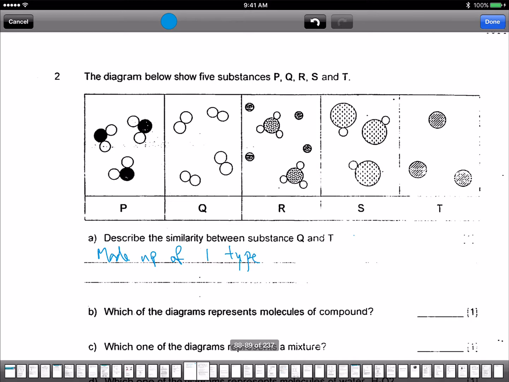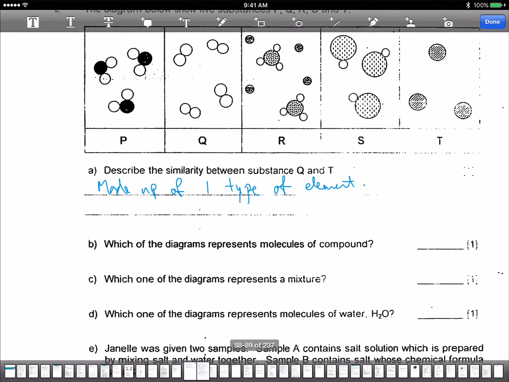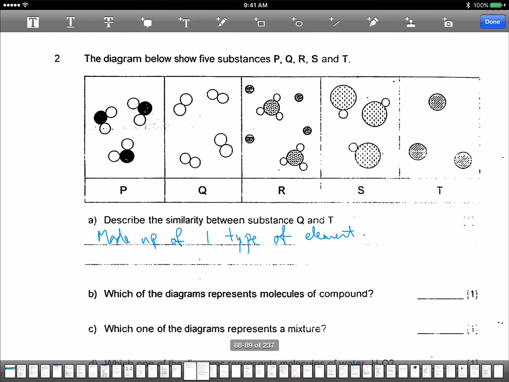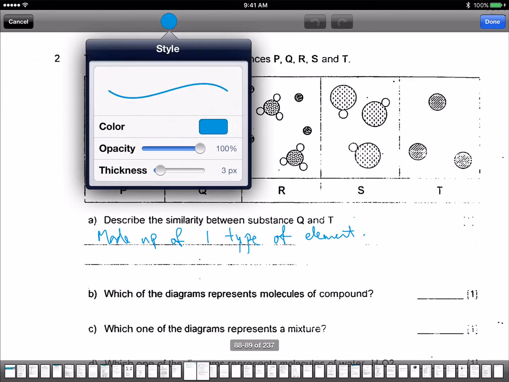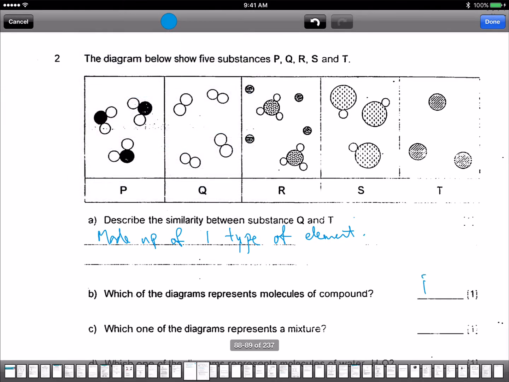One type of element. Which diagram represents molecules of compound? P and S. P and S, yeah. P, S. Okay, which one is a mixture? R, yeah. Very good.